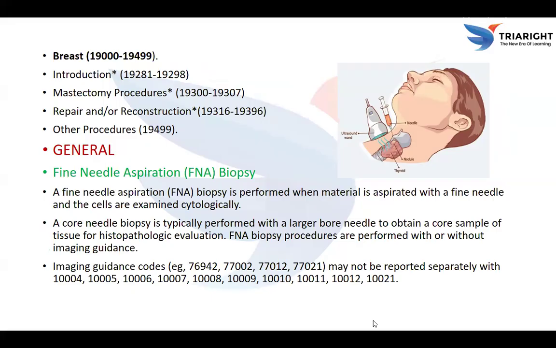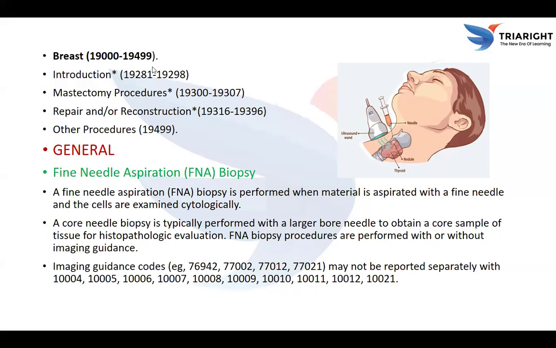Next, coming to breast. The breast CPT code range is 19,000 to 19,499. This entire section includes procedures which are done on the breast for diagnosis, treatment and reconstruction. The introduction means these codes describe the initial diagnostic breast procedures which include needle localization, image guided procedures and preparing the breast for biopsy or surgery.